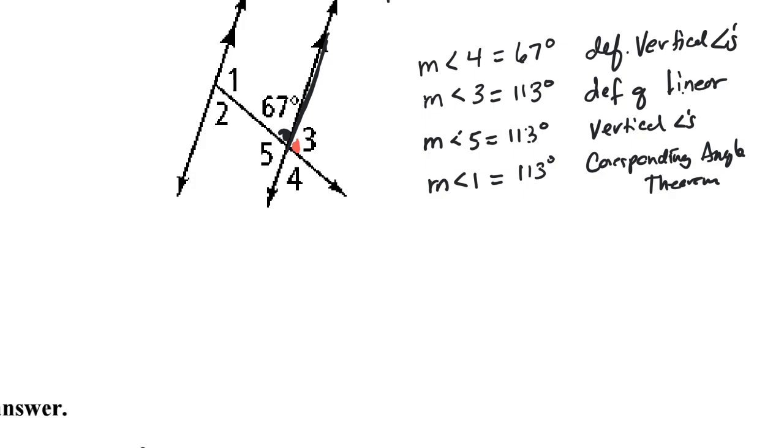So we've already found 1. We found the measurement of angle 3, angle 4, and angle 5. Now we need the measurement of angle 2, which will be 67 degrees. And we're going to say alternate angle theorem. Why? Because they're congruent if two lines are parallel cut by a transversal.